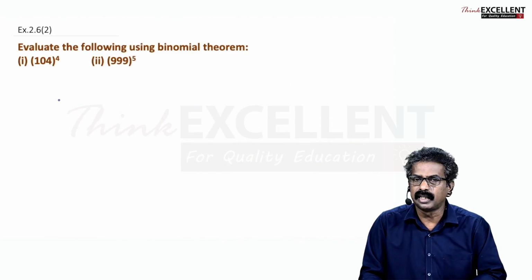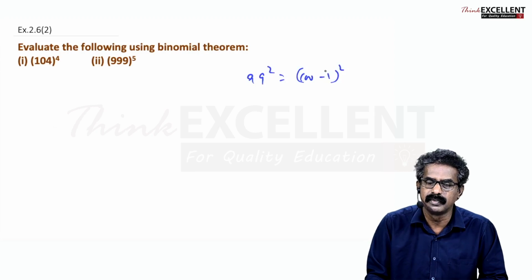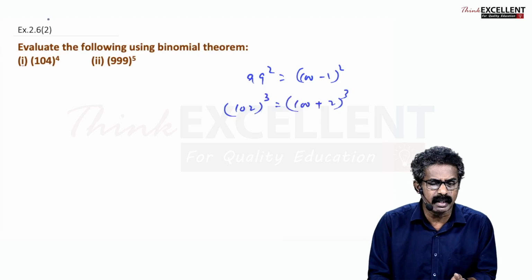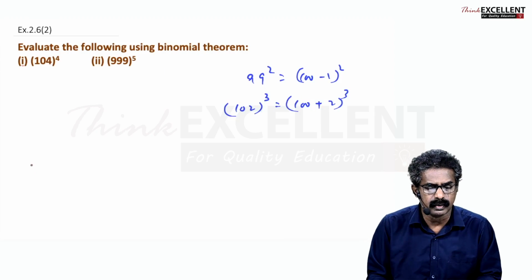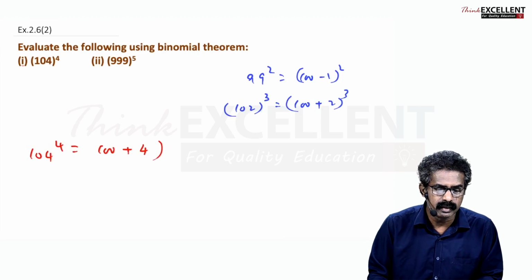That also, I just want to tell you, you would have studied in the lower classes, 99 squared. How can you write? 100 minus 1 the whole squared, right? 102 the whole cubed. How can you write that? 100 plus 2 the whole cubed. Then we use the formula a plus b the whole cubed. Same thing here for higher powers also. 104 raised to 4, how can you split? 100 plus 4, right, raised to 4.